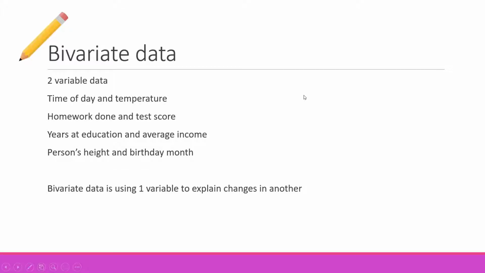So firstly, scatter plots. Bivariate data. Bivariate data is essentially two variable data, and that's exactly what the parts of the word mean. Bi means two. Variate means variable. So two variable data. When we think of two variable data, we usually think of X and Y, but there are many other examples.